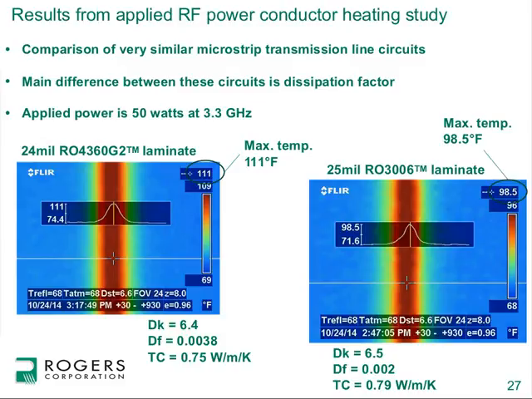And then the circuit on the right is a very similar type of circuit, same conductor width, nearly the same thickness, nearly the same dielectric constant, nearly the same thermal conductivity, but you can see the dissipation factor is very different. The dissipation factor of the 4360 G2 is about 0.0038, and the 3006 material is about 0.002. From that, we have lower insertion loss, which means less heat is being generated. And in fact, you can see that by the maximum temperature, about 98.5 versus 111 degrees for the 4360 G2 material.